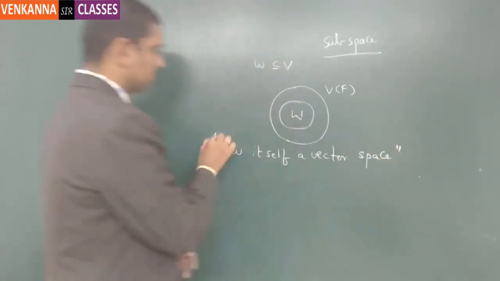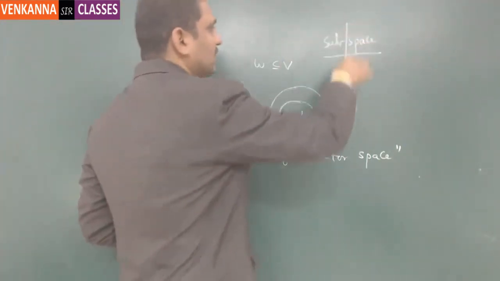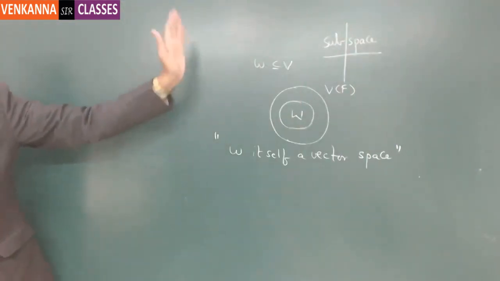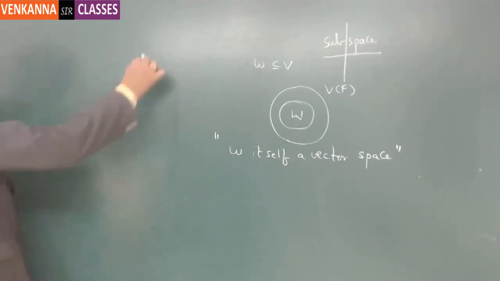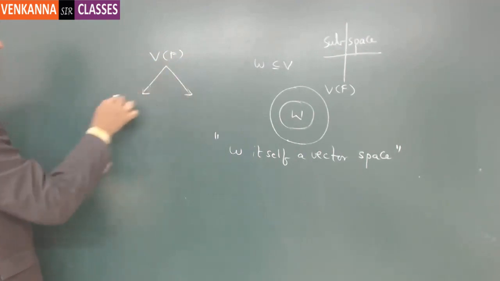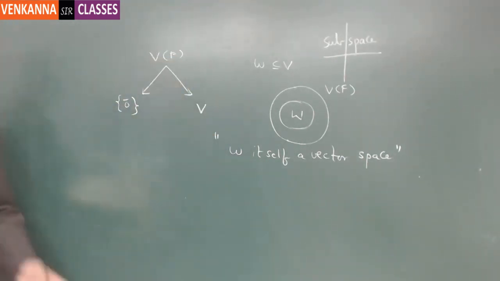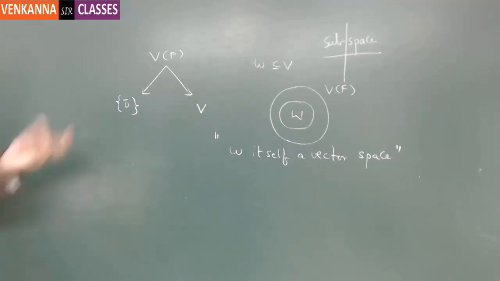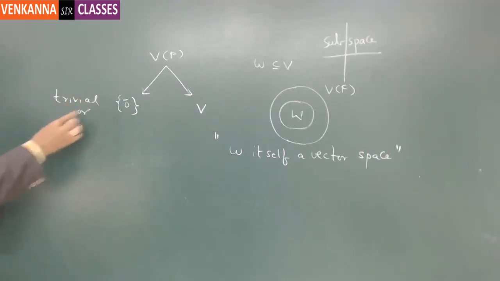So subspace, if you understand the word, you can bifurcate like this. A subset of a vector space, we call it a subspace. For every vector space V over F, there will always be two subspaces. One is the zero vector space and the other one is V itself, because V is a subset of V itself. So these two are called trivial or improper subspaces.